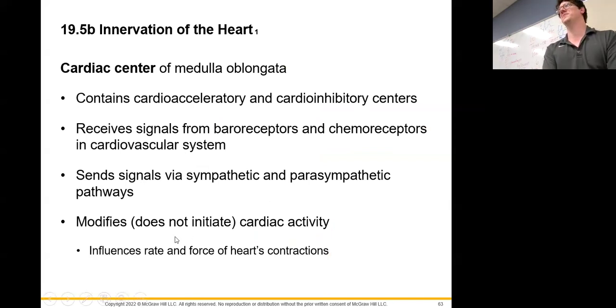Once again, though, all of this stuff is controlled by the medulla oblongata. However, it is not initiating the signals. The actual initiation of the heartbeat signals inside the heart are going to come from the sinoatrial node and the atrioventricular node. We can modify it using what's happening in the medulla oblongata, but we can't control it necessarily. Like we can't start it with a nerve signal. That kind of makes it interesting.